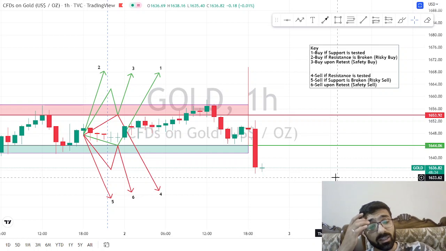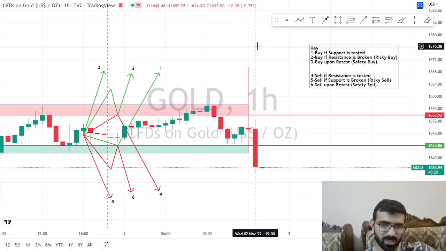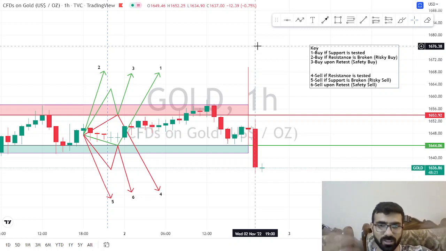And then as you guys can clearly see that market gave us abnormal moves, so I would have preferred to stay out of the market as we would be having huge stop loss and huge take profits. So I would prefer to stay out of the market. And now I will be marking new areas of support and resistance for gold as well.